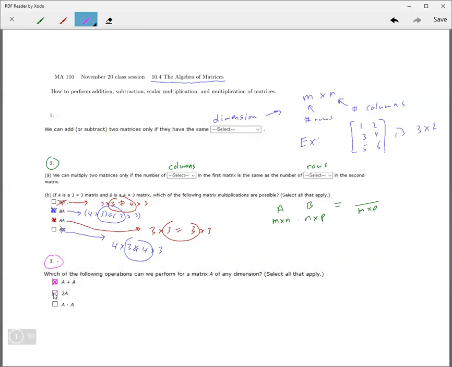This one also works. This is a scalar multiplication, and what happens here is you take the 2 and you multiply by everything. So for example, if you take this matrix here and multiply it by 2, then you're just distributing the 2 to everything in the matrix. So 2 times 1 is 2, 2 times 3 is 6, 2 times -2 is -4, 2 times 5 is 10. Okay, this is scalar multiplication.